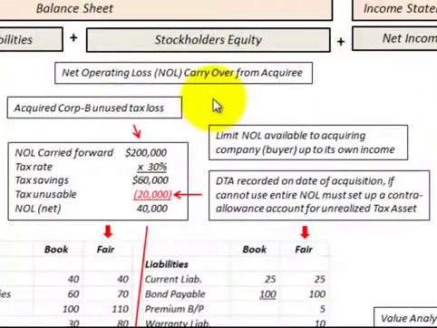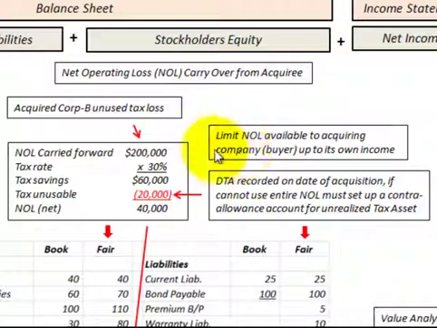Okay, here we're going to be looking at the net operating loss carryover from the corporation that's being acquired. In this case, Corporation B was being acquired by Corporation A, and Corporation B had an unused tax loss of $200,000. So at the time of the acquisition, we have to record a deferred tax asset for this $200,000 net operating loss carry forward. But we have to set up a contra-allowance account for any unused or unrealized tax asset. What I mean by that is we can only offset this net operating loss carryover based on the income that we're producing.